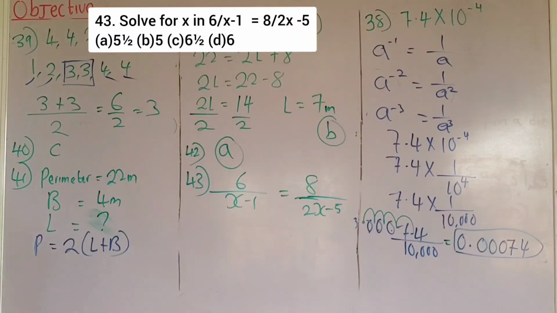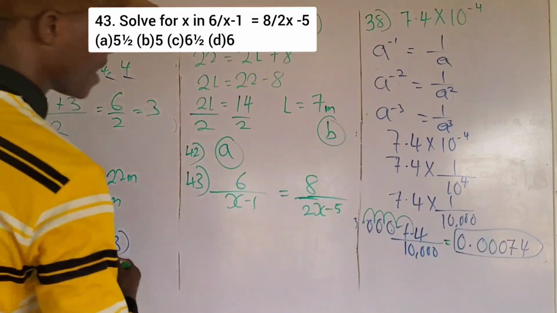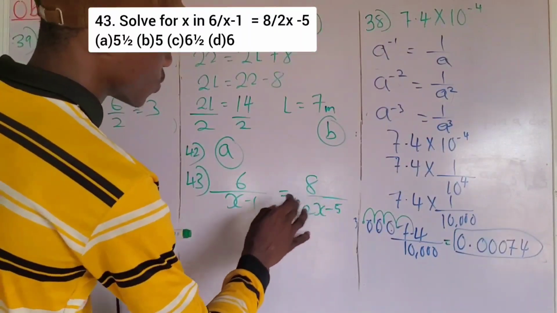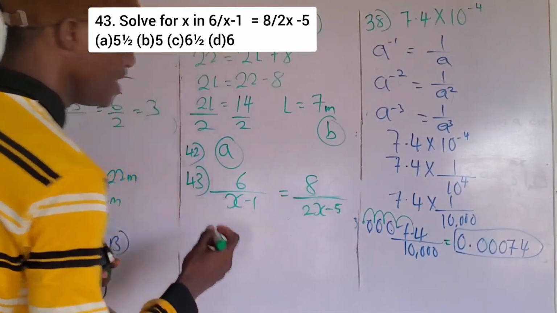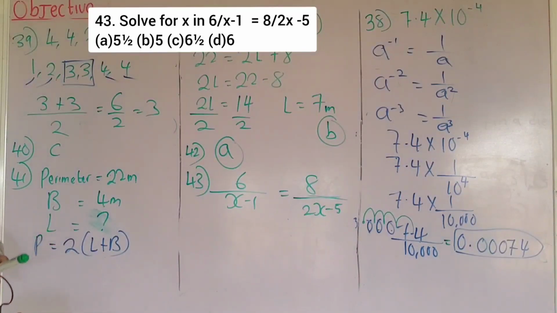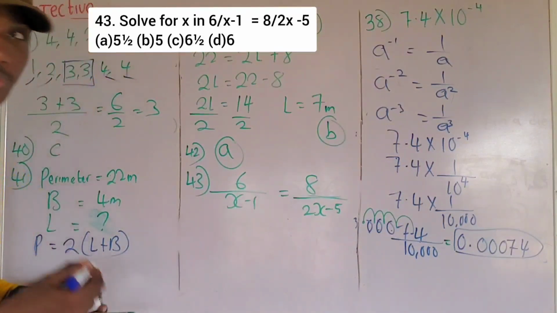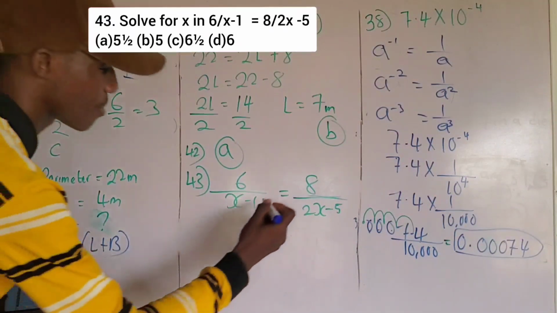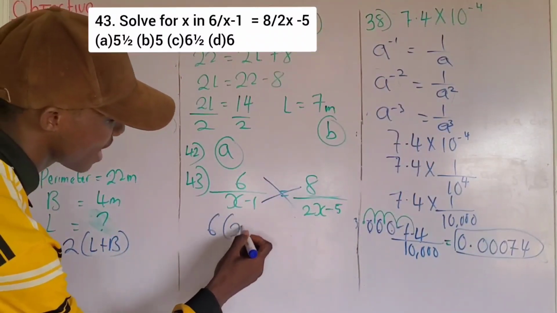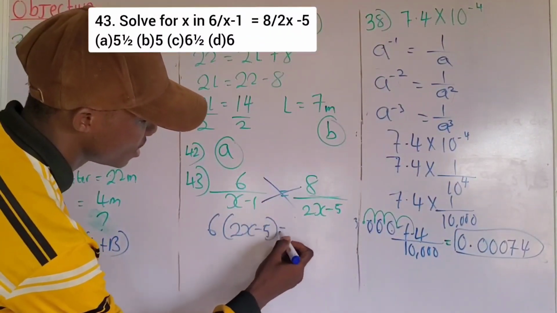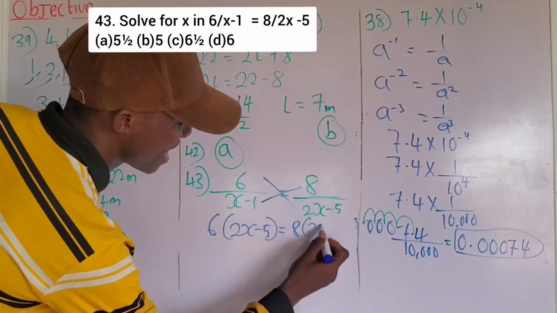Now, when you have two fractions separated by an equals to sign, the easiest way to go is to take the cross product. Yes, the easiest way to solve the question is to take the cross product. Cross product simply means cross multiply. So I'm going to have this multiply this and this multiply this. So I'm going to have 6 multiplied by 2x minus 5 is equals to 8 multiplied by x minus 1.